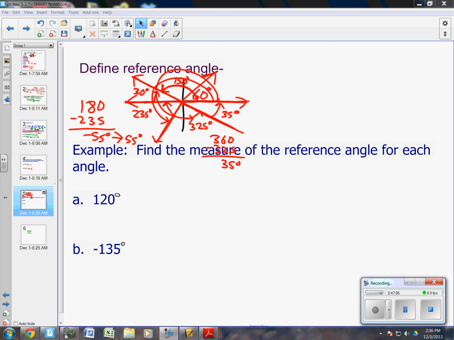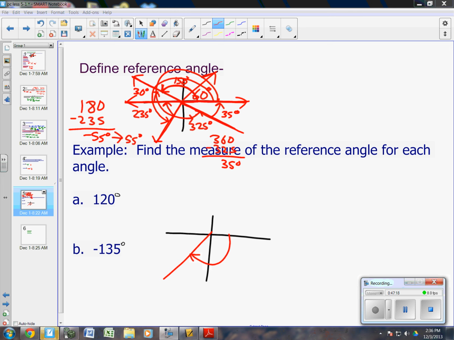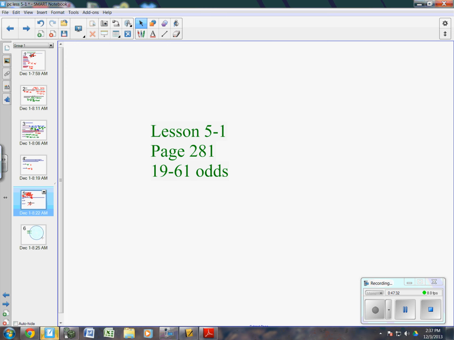What do you guys think? Yeah, because if you're right here, negative 135 would be turning right to there, right? That's the 45-degree angle in the third quadrant, so it's only 45 degrees back to right there. Okay, good. Any questions? Okay, your assignment. It's right there.